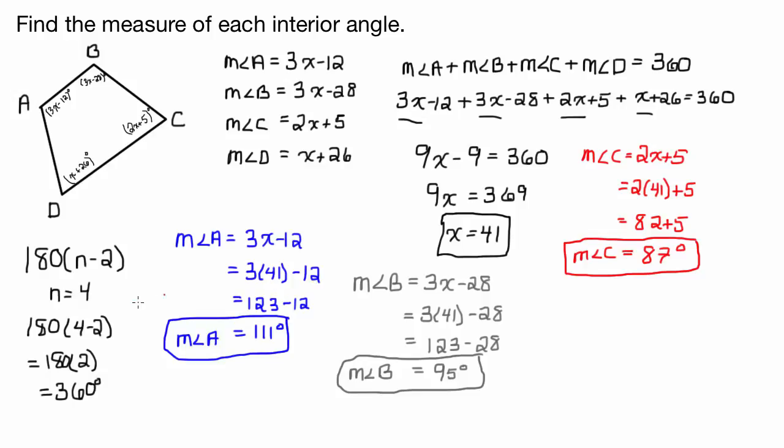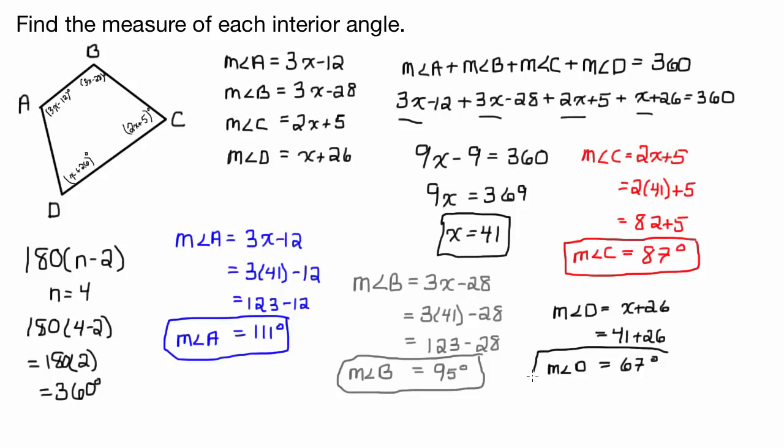You guys get the hang of this, so we have one more. I'll go back to black now because we haven't used black in a while and you'll be able to see. So the measure of angle D is just going to be x plus 26. That's just going to be 41 plus 26. So 41 plus 26 is going to be 67. That's the measure of angle D.